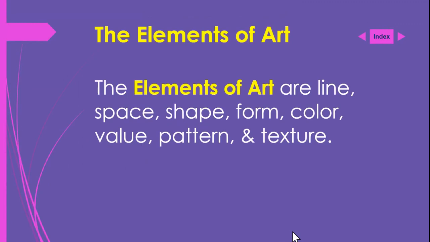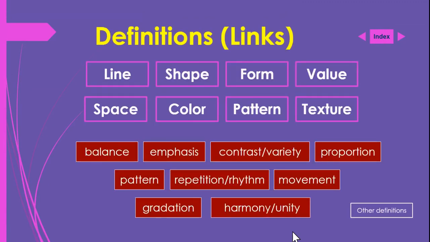Beginning with the elements of art, the elements can also be called attributes, or the things that are associated with creating art. The elements of art are line, space, shape, color, form, value, pattern, and texture. This page links to each one of those topics with all of the definitions, but I'm going to go through sequentially, and then we're going to have a discussion and demonstration of each.